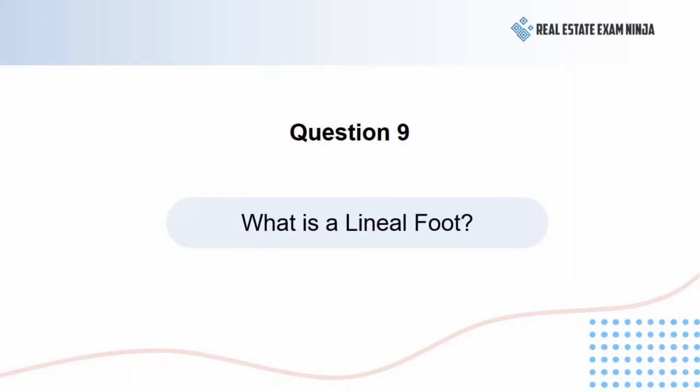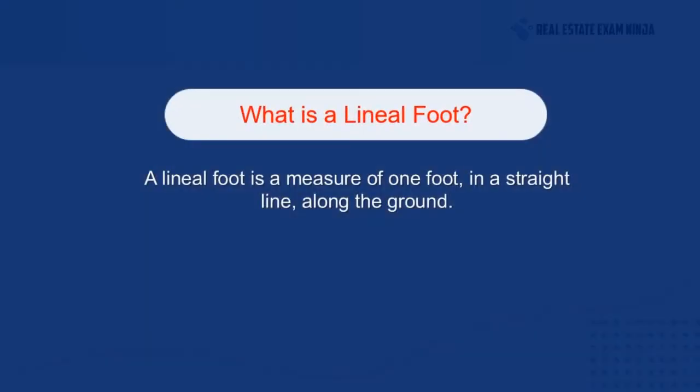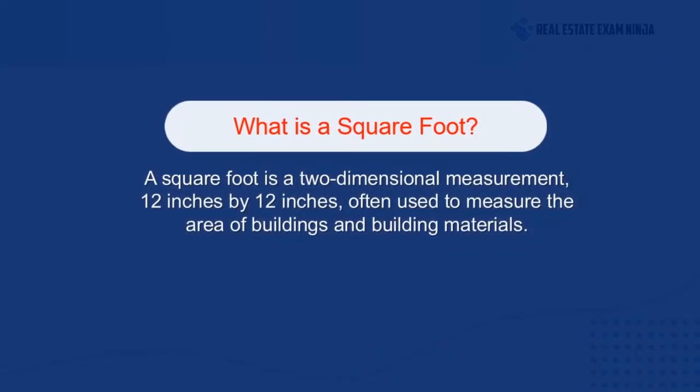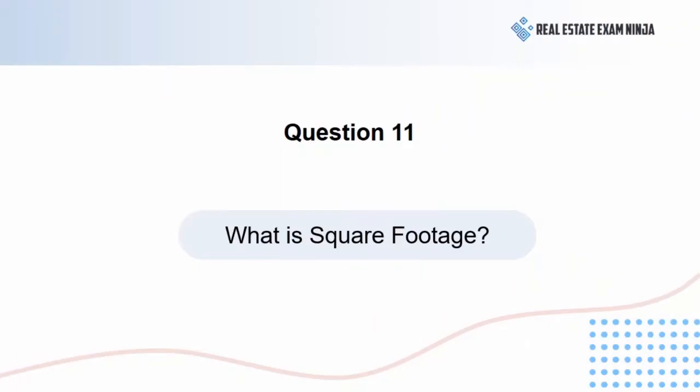What is a lineal foot? A lineal foot is a measure of 1 foot, in a straight line, along the ground. What is a square foot? A square foot is a 2-dimensional measurement, 12 inches by 12 inches, often used to measure the area of buildings and building materials.